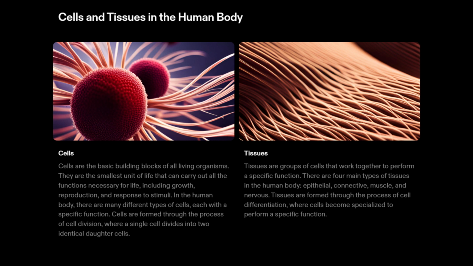Tissues. Tissues are groups of cells that work together to perform a specific function. There are four main types of tissues in the human body: epithelial, connective, muscle, and nervous. Tissues are formed through the process of cell differentiation, where cells become specialized to perform a specific function.